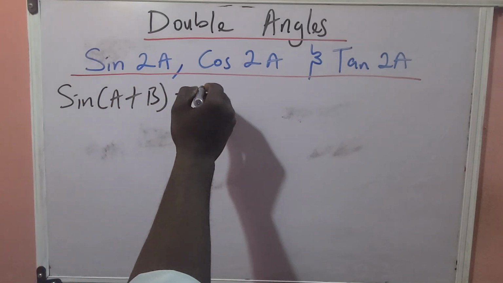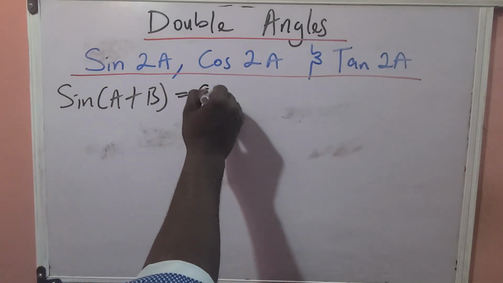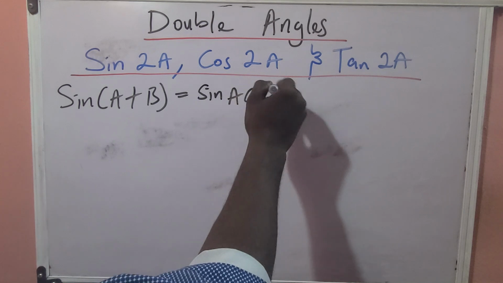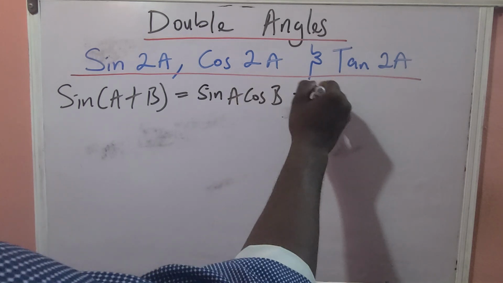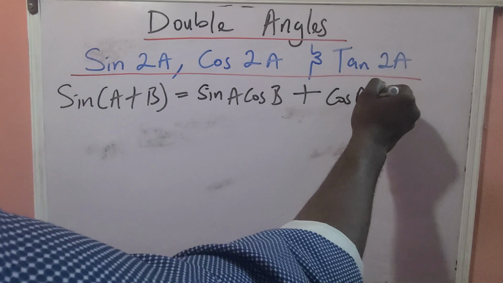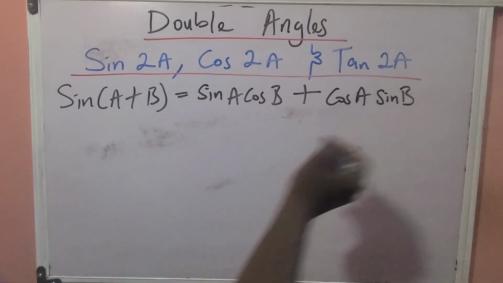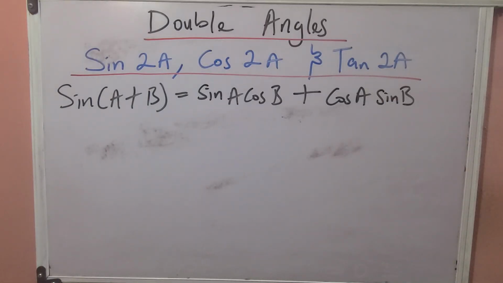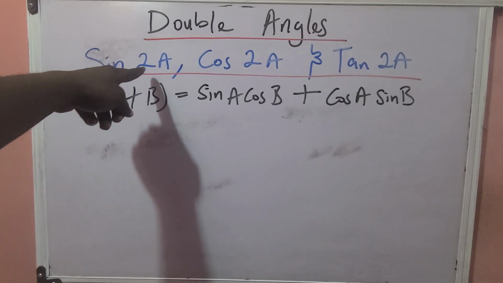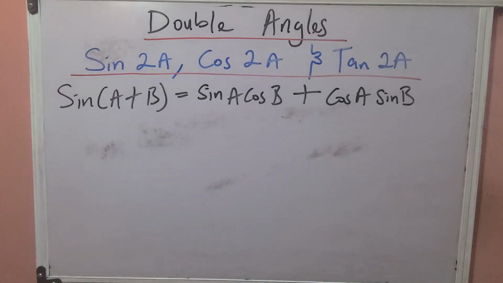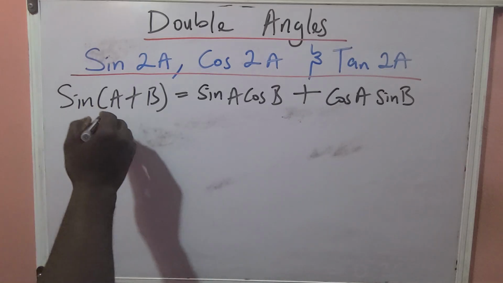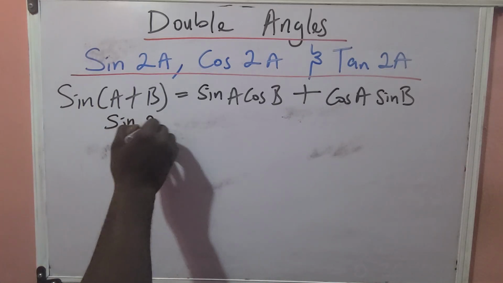B to be equal to sine A cos B plus cos A sine B. So this is our compound angle for sine A plus B. Now it's from this particular compound angle we're going to be able to derive our sine 2A. So let's quickly find a way to resolve sine 2A.